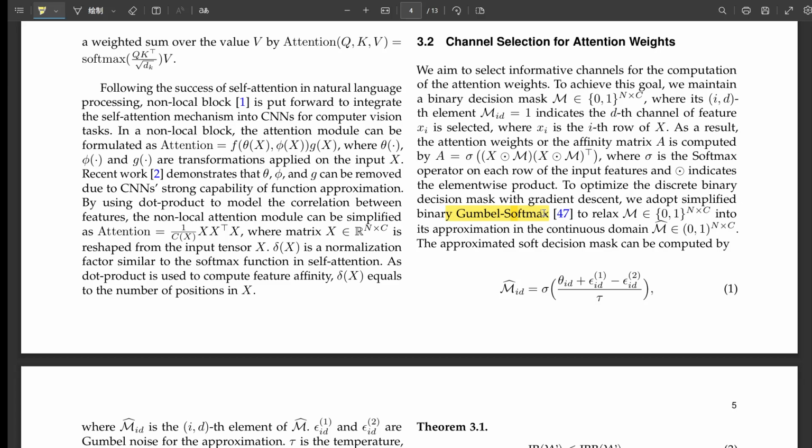Lower FLOPs meaning faster inference? Generally, yes. And importantly, the models found by DCS-DNAS, especially when trained with that information bottleneck loss we talked about, tend to outperform models found by standard DNAS without DCS-Attention. So the joint approach really pays off.